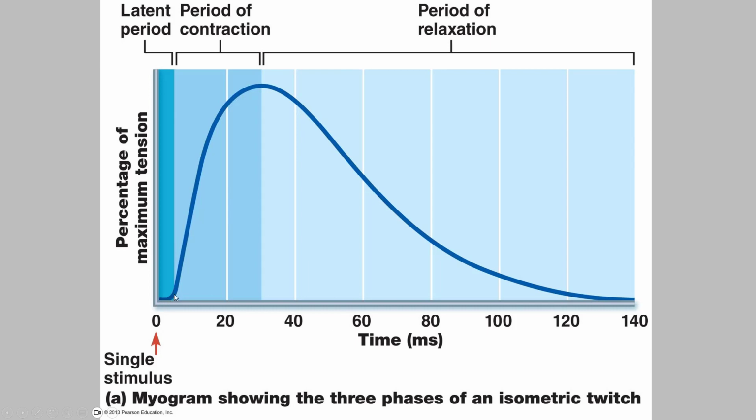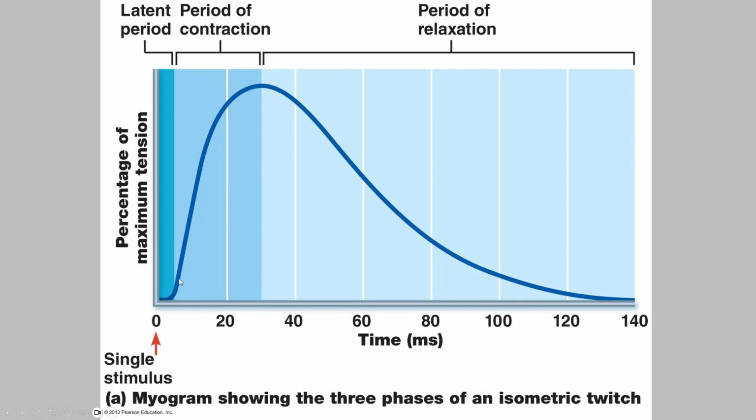The first bit is called the latent period. And what's happening during the latent period is the action potential arrives at the muscle cell. It travels, like we saw, along the surface, down the T-tubules. It causes calcium to be released. The cross bridges form, and that is the latent period. We see during the latent period, there is no increase in tension.